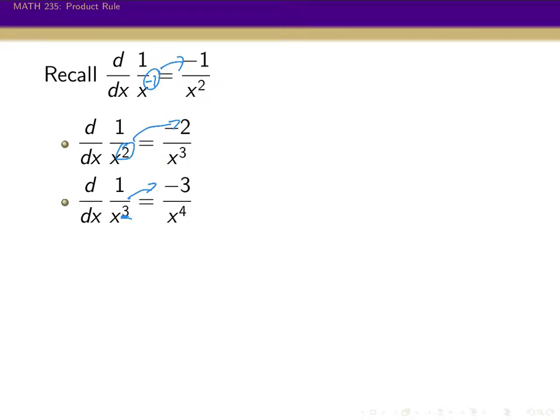And if you think about it, 1 over x is equal to x to the minus 1. And minus 1 over x squared is minus 1 times x to the minus 2.